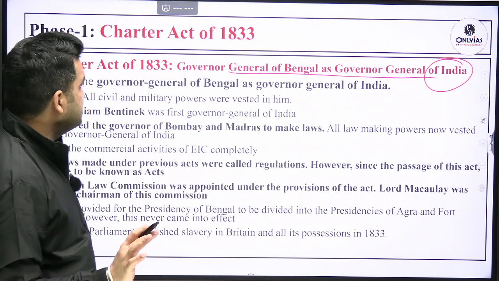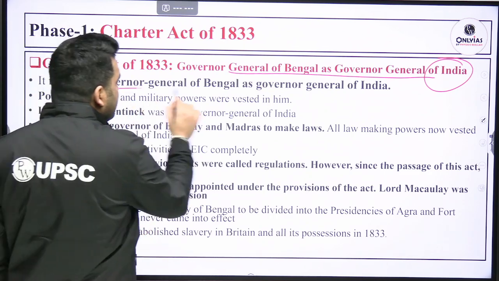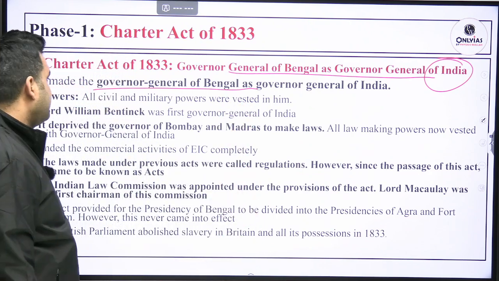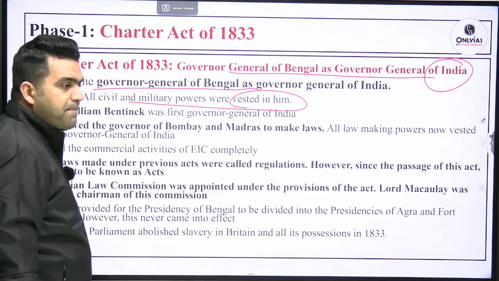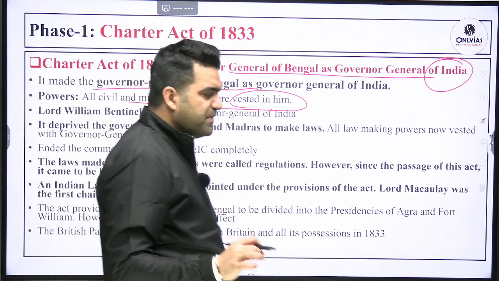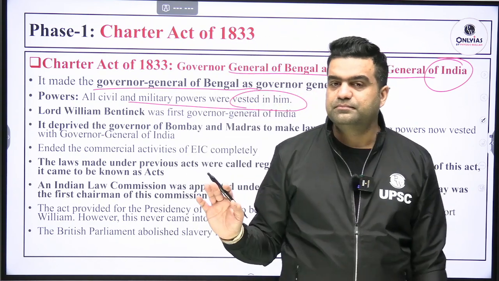He would be declared as the Governor General of India. It made the Governor General of Bengal the Governor General of India. All civil and military powers were vested in him. All the civil and military powers were given to him.